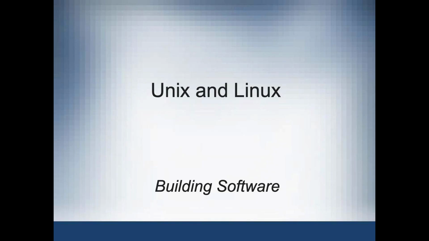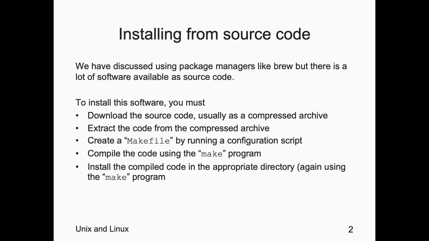Finally, we are on our last section, which is building software. So sometimes software isn't available in the package manager, and you'll have to build it from source. So the standard workflow is that first you use wget to download the source code. Usually that's formatted as a compressed archive. Then you use the gunzip command to uncompress the file. Always make sure also that you're reading any documentation such as the README.